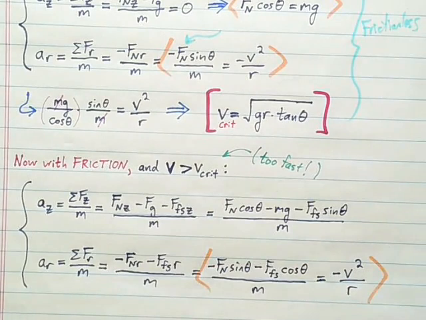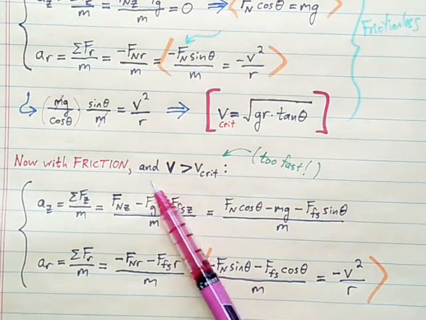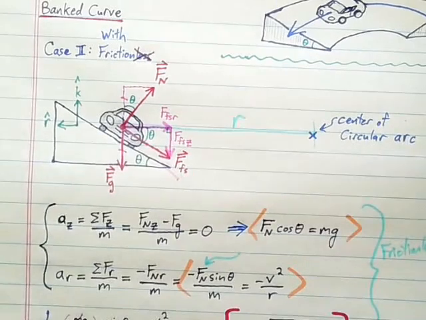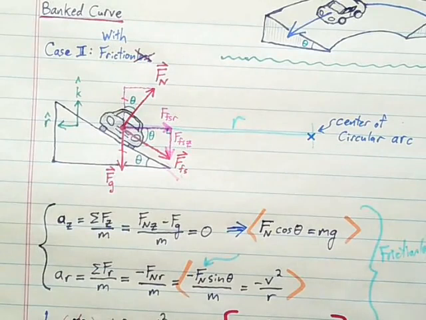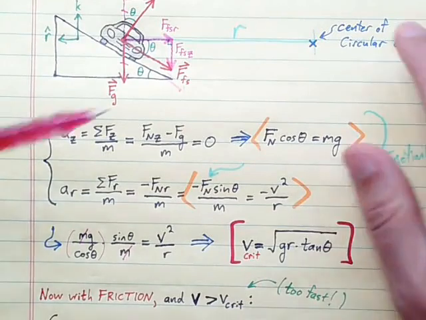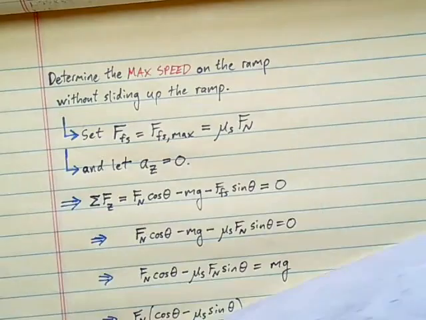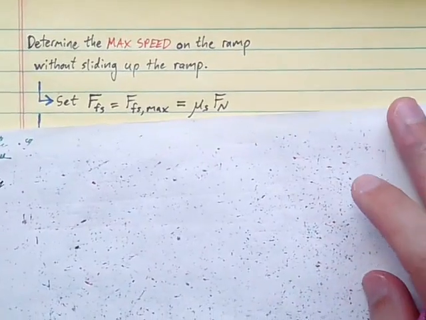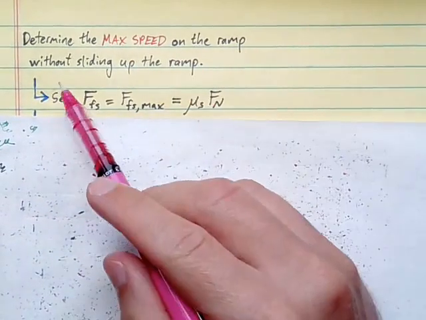So that's the equation that we want. And now an interesting question to ask would be exactly how fast can we go without sliding up the ramp? Now that friction is here to help us, friction opposing our slippage, that'll enable us to go faster than this critical speed. But there will be a limit, of course, because there's a limit to how much force static friction can provide. And so let us set about trying to determine the maximum speed we can take the ramp without sliding up the ramp.